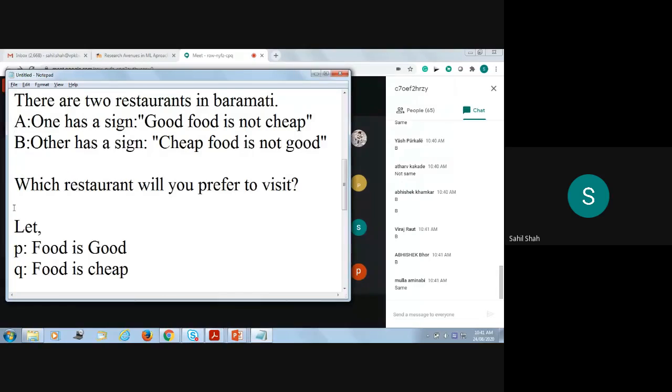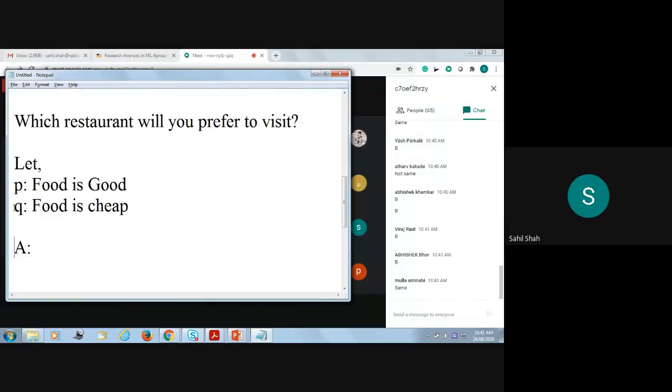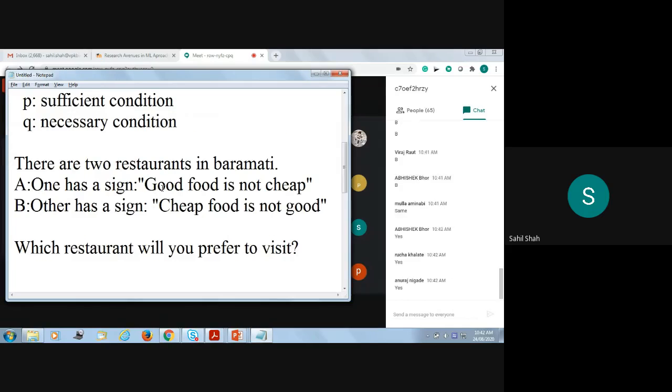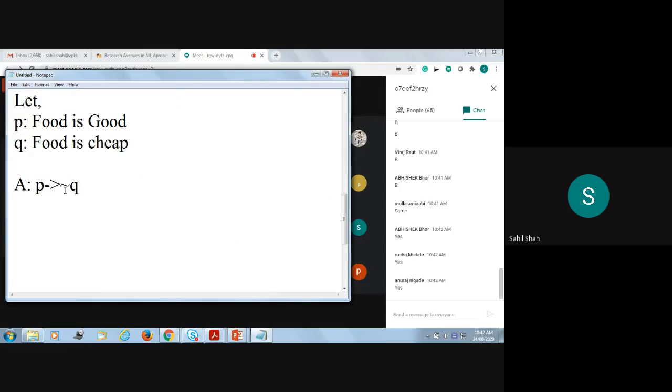So A was saying good food is not cheap. Good food is not cheap means if food is good, then it is not cheap. Can I write like this? A is trying to say P conditional negation Q. Is it fine? Can we use conditional? Yes, we can use conditional. Why? Because the meaning remains the same. Good food is not cheap, I am representing it alternatively. I am saying if food is good, then it is not cheap. So I have represented it using a conditional statement.